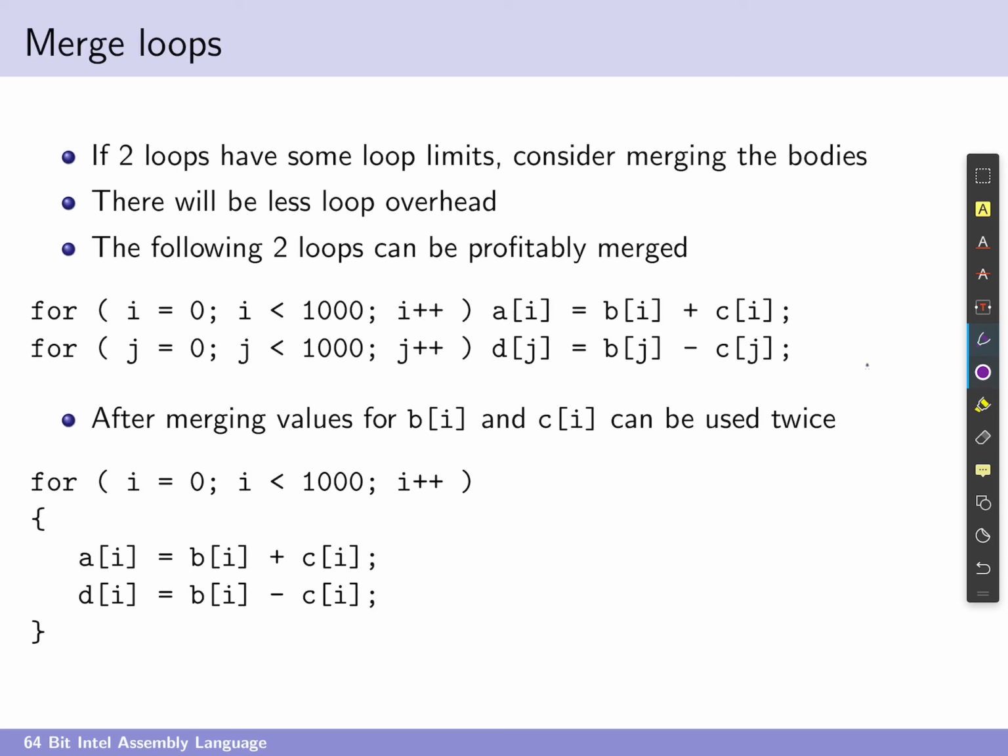So let's consider this example over here where we have these two simple loops. The first loop is basically just storing the sum of BI and CI. And the second loop is simply storing the difference of BJ and CJ. Now, in principle, nothing would prevent us from having one loop with both of these instructions in it. In this example, it would be a perfectly reasonable thing to do because it reduces the overhead of having a whole other loop. So after merging, we have slightly more concise code, and we've simply removed unnecessary loop overhead.